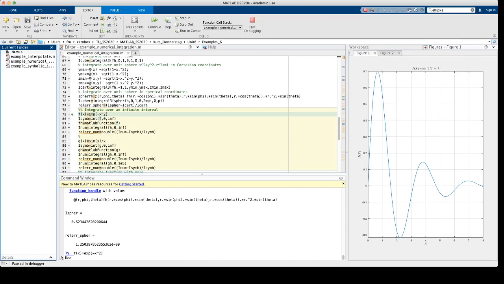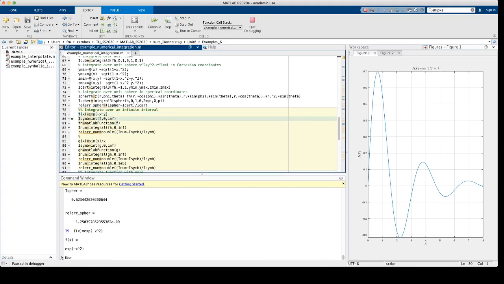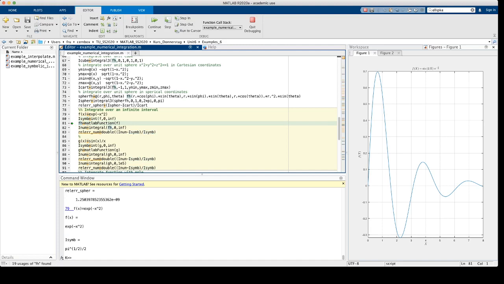If the upper limit of the integration interval approaches infinity and the integral converges to a finite value, then we can define an improper integral over the infinite interval. Let's try this with a function e to the minus x squared. This function has a well-known exact value, which can be obtained by symbolic integration. It's square root of pi over 2.